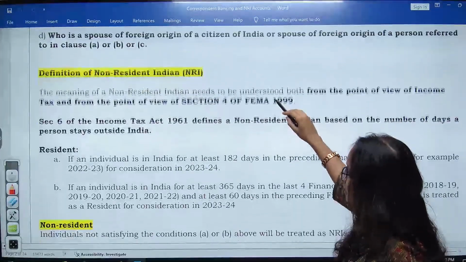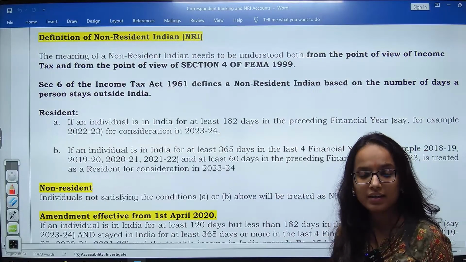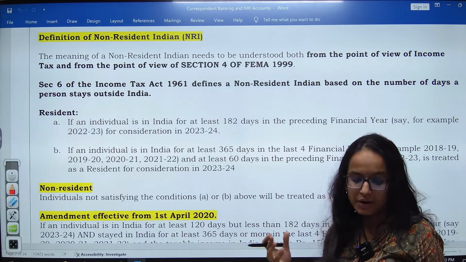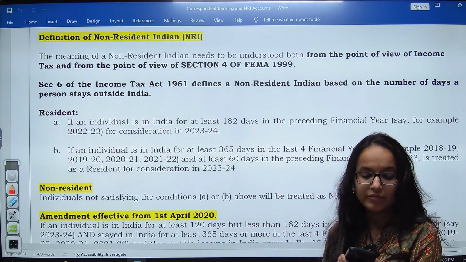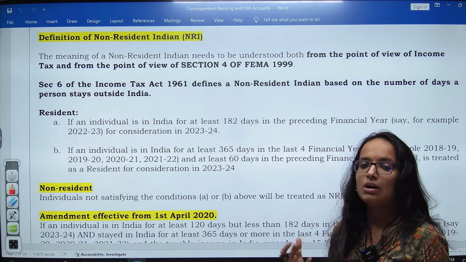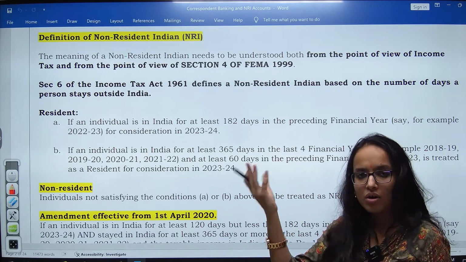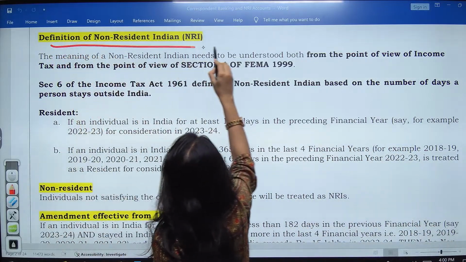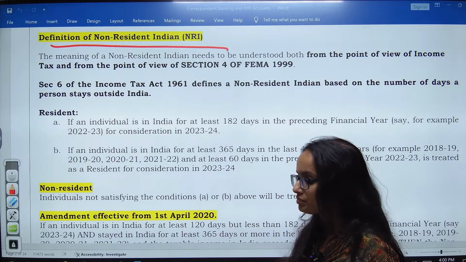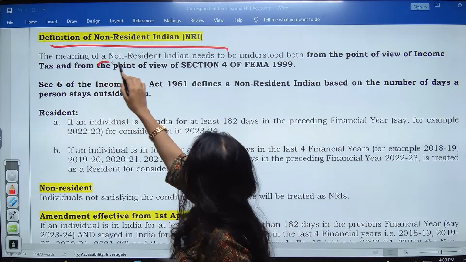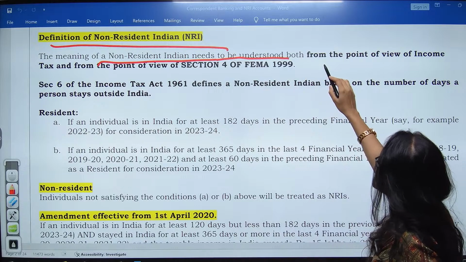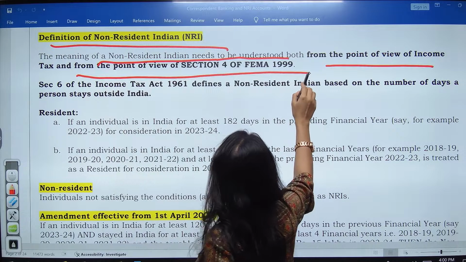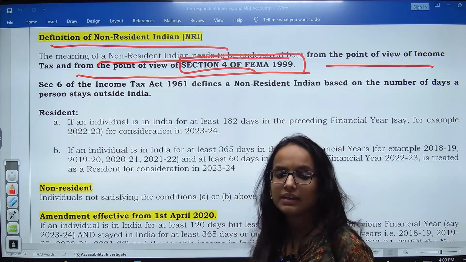Now comes the definition of Non-Resident Indian, NRI, a very frequently used term in our families and in our neighborhood. But what is the exact meaning of an NRI? We don't know that. So what are the clauses? How do we classify a person as an NRI or PIO or OCI? The meaning of non-resident Indian needs to be understood both from the point of view of the Income Tax Act and from the point of view of Section 4 of the Foreign Exchange Management Act 1999.